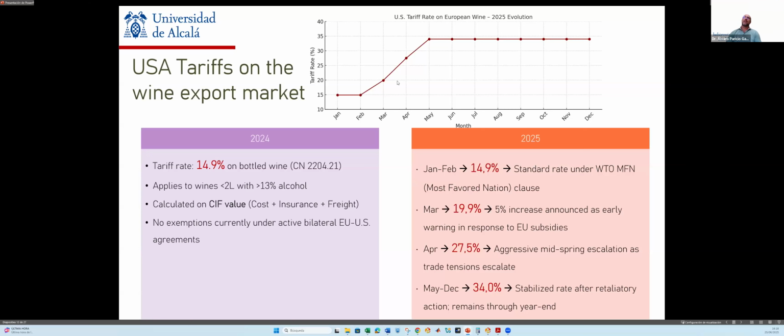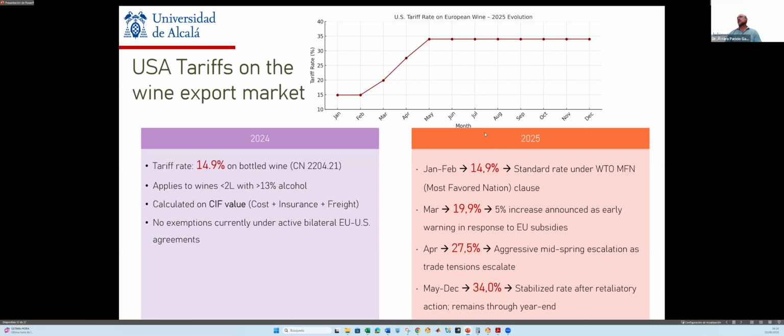But this was not known in advance. So all the manufacturers, the wine producers, had to cope every month with this point. So they had to react really quickly. The tariffs are calculated over the CIF value that includes the cost, the insurance, and the freight. So this is considering the whole value, and this is where the tariff applies.